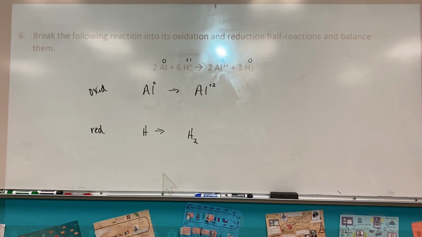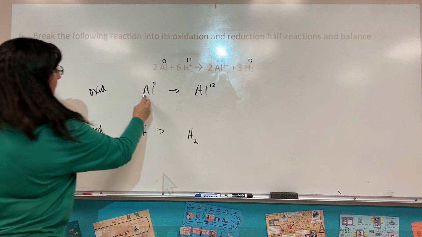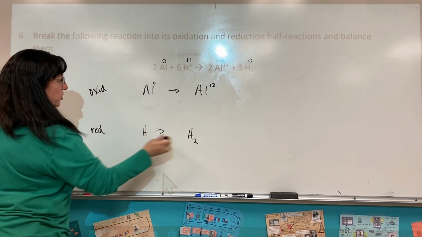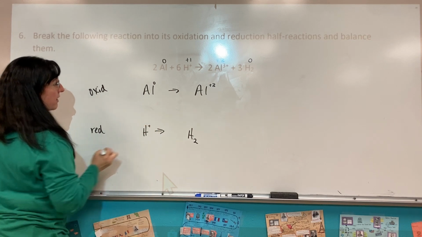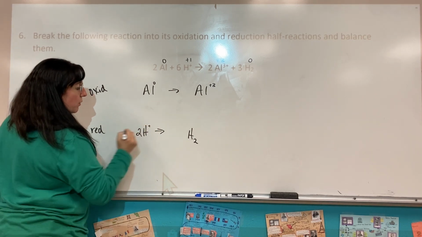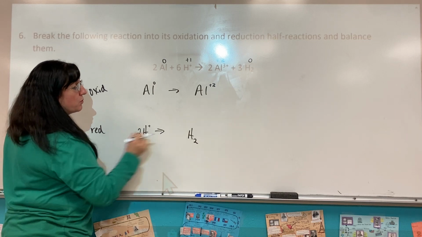Step number 2 says you want to balance all elements that are not hydrogen and oxygen. So if I look right here, I've got 1 and 1, it's good. 1 and 2. So what do I need to do to my hydrogen? Oh, and this was hydrogen with a plus. Sorry, I left that off. So I'm going to put a 2 right here, correct? So 2 hydrogens, 2 hydrogens.